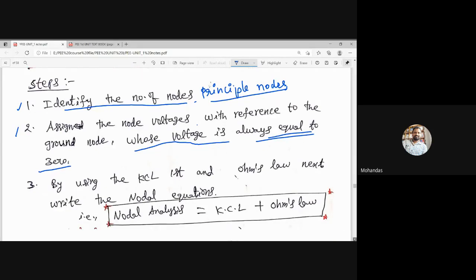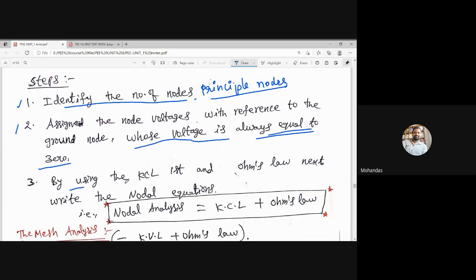Next point is, by using the KCL first and Ohm's law next, write the nodal equations. So all of you write these 3 steps under nodal analysis.